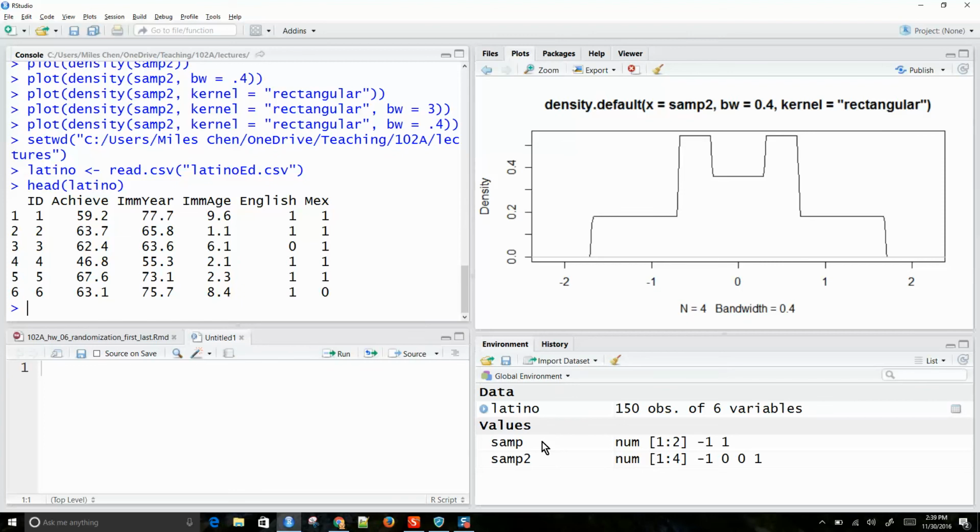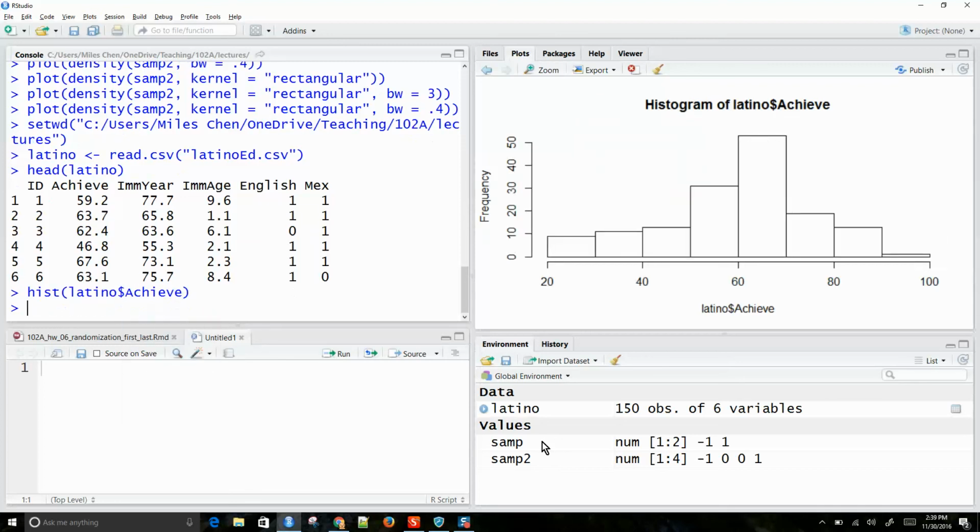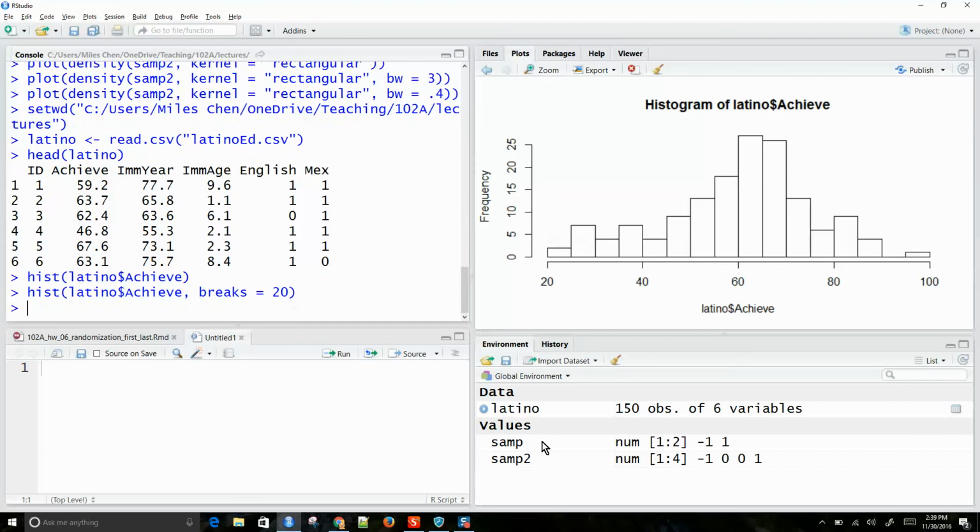A lot of times we would get an idea of the shape of our data by just doing a histogram of Latino$achieve. This is perfectly valid, and I still think using histograms is very useful. We can change the bin width of our histogram by increasing or decreasing the number of breaks. Here I bumped breaks up to 20, and they're very similar, but by increasing our breaks we get a little bit more detail.